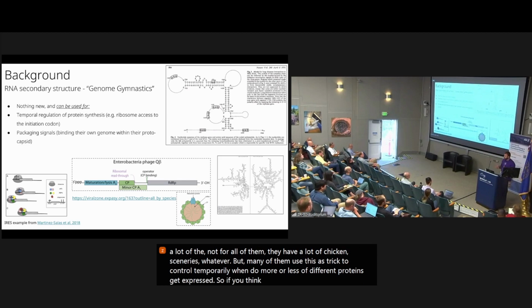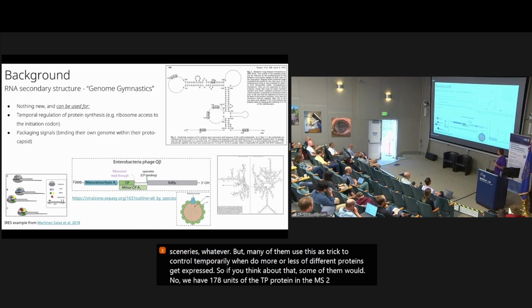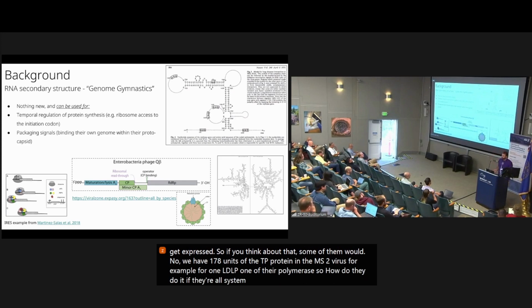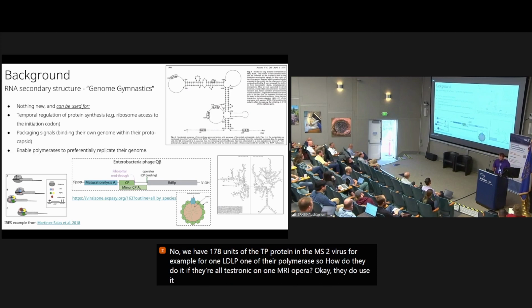So if you think about it, you have 178 units of the CP protein in the MS2 virus, for example, for one RDRP, one of their polymerases. So how do they do it if they're all cistronic on one mRNA operon? They do use it for other stuff, which I won't get into.